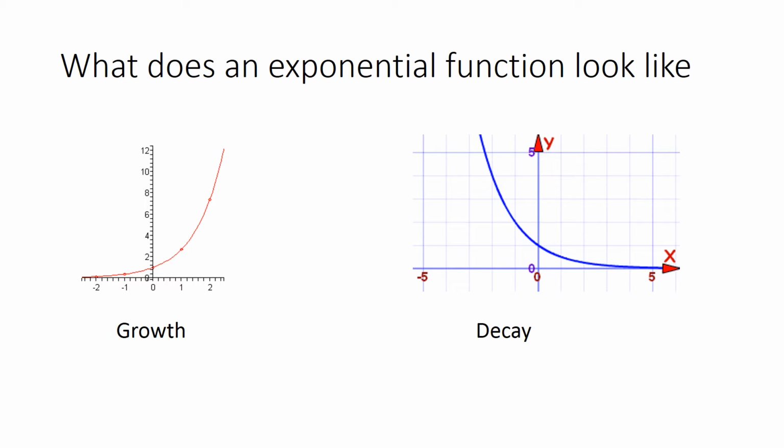Notice that they approach 0, but they will never pass. They will never go negative because 0 is what we call an asymptote here. The same thing here. It's going to get closer and closer to 0, but it's never going to go past 0.